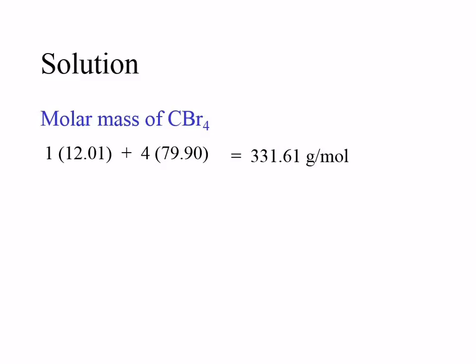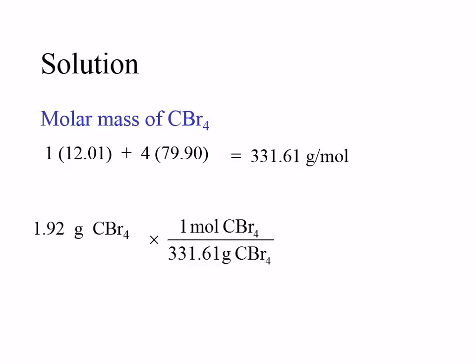So it looks like this then. It starts out the same as before. We're going to start with the mass of the compound, 1.92 grams of CBr4 over 1. Then we're going to use that molar mass. We want grams to cancel, so we're going to use what I call the flipped version of the molar mass: 1 mole of CBr4 over 331.61 grams of CBr4. Grams cancel.